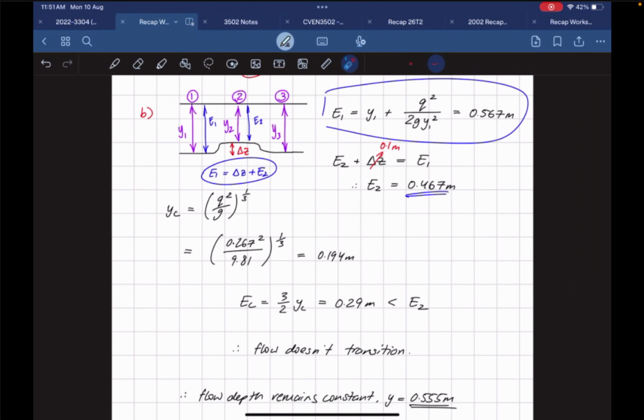For each flow, there's no transition, meaning the height is the same, so we can say Y1 is equal to Y3. We're talking about upstream of the hump, so because there's no flow transition, the height is going to stay the same all throughout.